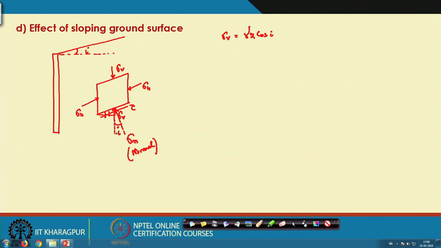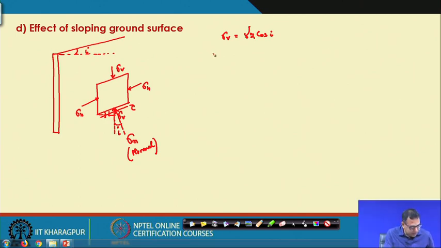So, from here I can write that my sigma n is what? This is sigma n, this is sigma v. So, sigma n is equal to sigma v cos I, because this is sigma v, this is sigma n, making angle I. So, this will be sigma v cos I. Your sigma v is equal to gamma into z cos I. So, this is also cos I, so this will be sigma z cos square I.